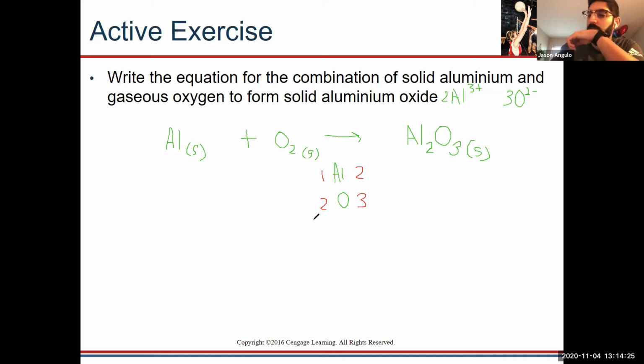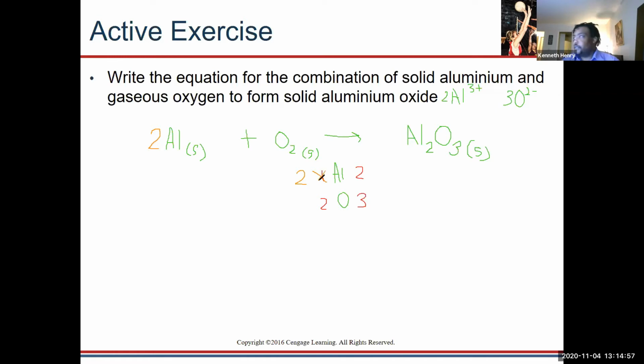We need to multiply our aluminum by 2 on the reactant side. Okay, so we want to put a 2 coefficient? Yeah. So we know that we're going to use a coefficient. We're not going to use subscripts because we already have our compounds written the way they're supposed to be written. We don't want to mess with that at all. Okay, so that gives us 2 aluminum. So we have 2 aluminums on the reactant side and 2 aluminums on the product side. Is that balanced?